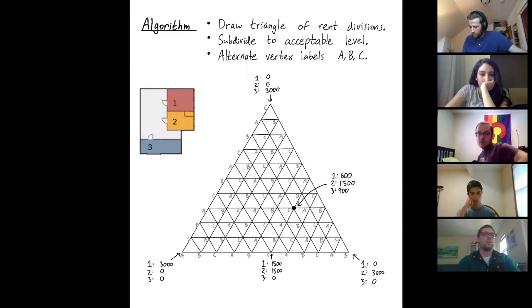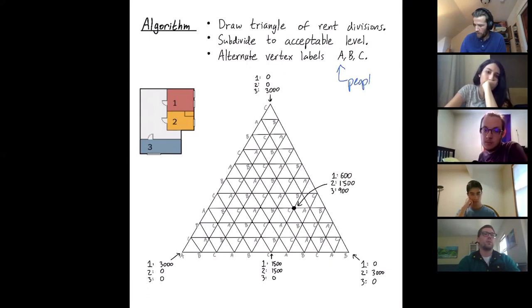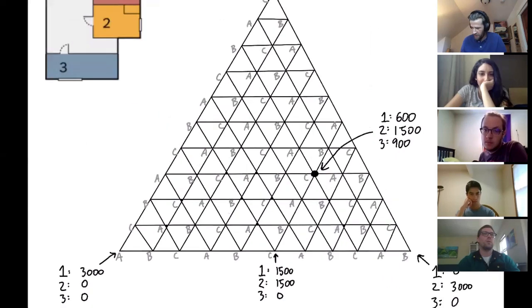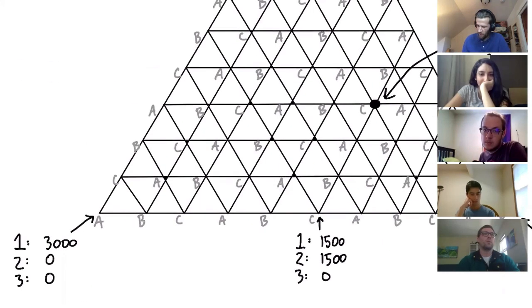Next step, we're going to assign labels of the people, A, B, and C, to each vertex. So A, B, and C are the people. 1, 2, and 3 are the rooms. If I zoom in, you can see that I've assigned the bottom left vertex to person A, next person B, next person C. And I want to do this labeling in such a way so that every small triangle has all 3 people represented. Okay, so all 3 people are represented in every small triangle, unless I've made a mistake.